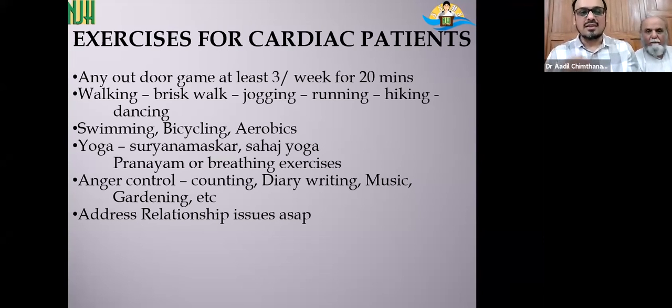If you're walking, start with brisk walking, jogging, running, hiking, dance; you have to increase it periodically. Likewise with Surya Namaskar. If you're doing one, you'll do it 5, 10, 21 as per your age. Anger control, like by counting, by diary writing, by music, by gardening, and address relationship issues. As a homeopath, you are also the counselor. Relationship issues are nearly 90% of the reason for excitement of these cardiac events.